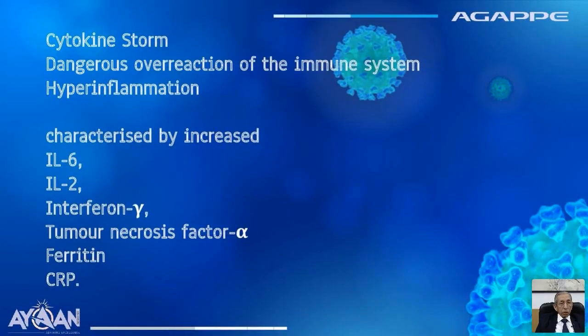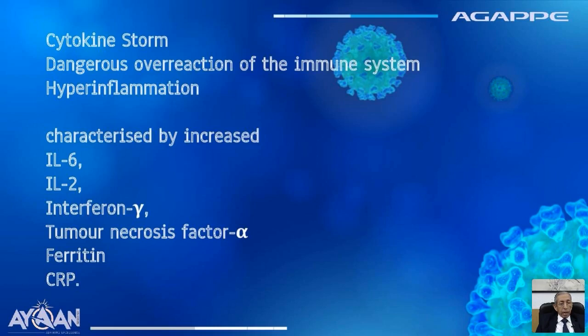Cytokine storm: nowadays, the presently accepted theory is that there is a dangerous overreaction of the immune system, or so-called hyperinflammation, in the late stages of the infection. And this cytokine storm is characterized by increased interleukin-6, interleukin-2, interferon gamma, tumor necrosis factor alpha, ferritin, and CRP.